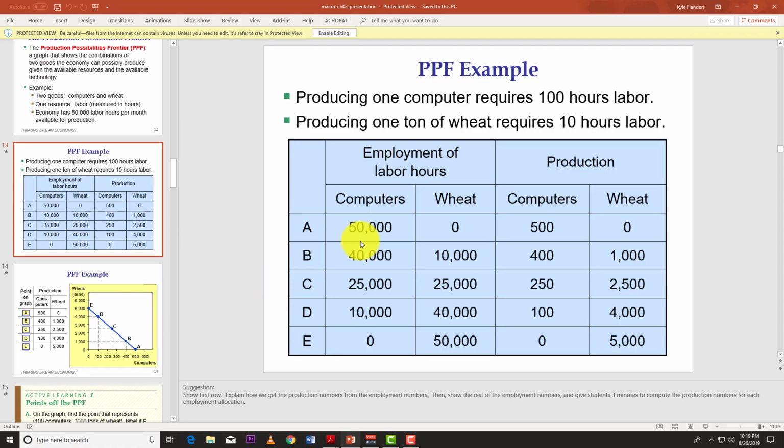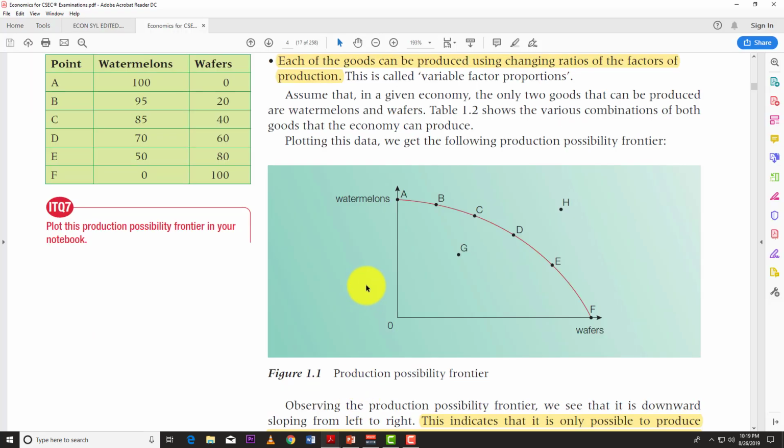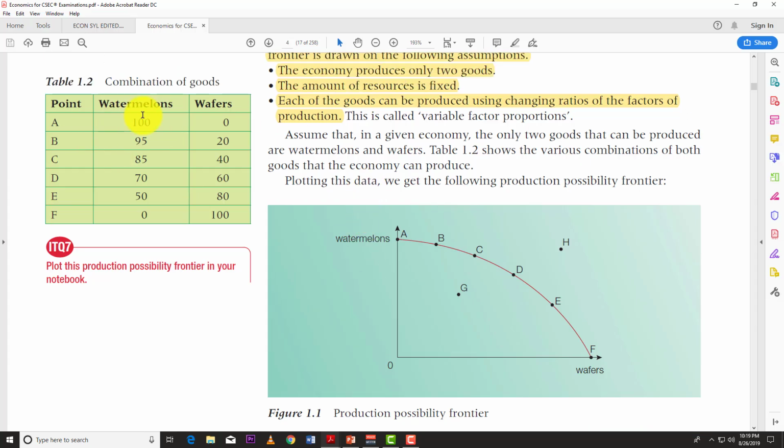Now, hear what they're saying here. Look at this table. This table is showing all the various combinations that can be used to produce wheat or computers. They are saying that in this economy in particular, there are only 100 hours of labor to produce 1 computer, but producing 1 ton of wheat requires 10 hours of labor. So let's go back to the textbook quickly to break this down further.